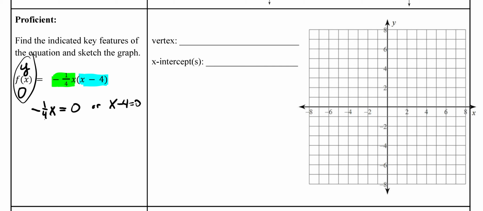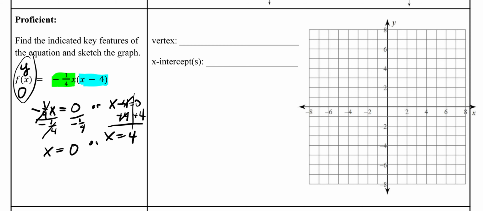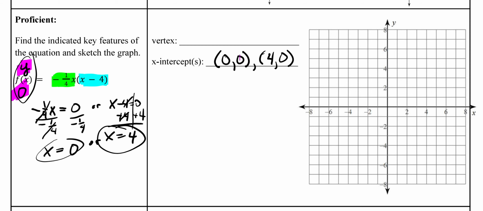So over here, I'm going to divide both sides by negative 1/4. And that just cancels that. And x then is equal to 0. And over here, if I add 4, that cancels, and x is equal to 4. So x equals 0 or x equals 4. So my x-intercepts are at (0, 0) and (4, 0). So when y equals 0, those are always going to be like that.